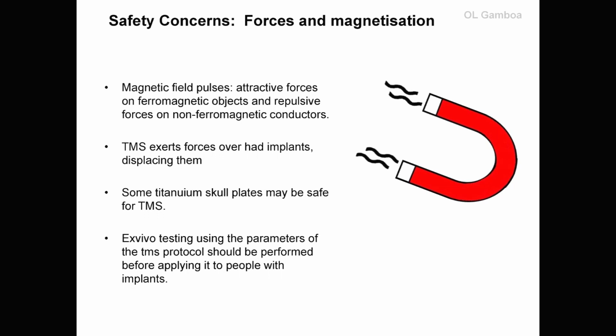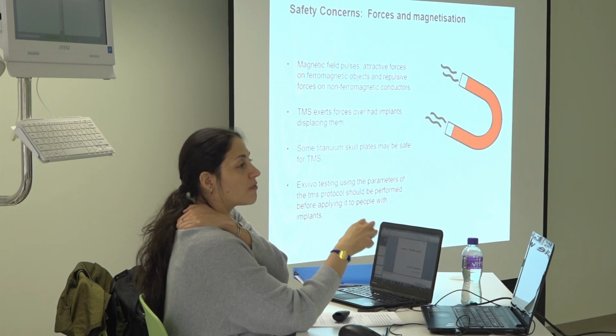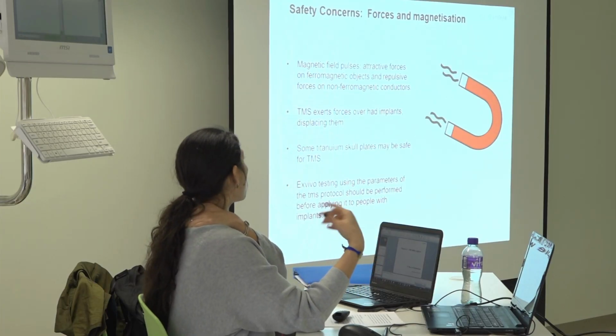Forces and magnetization. Magnetic field pulses are attractive to ferromagnetic objects, right? If I have something magnetic and I have a magnetic field, it will feel some force because it's attractive. But it's repulsive to non-ferromagnetic conductors.